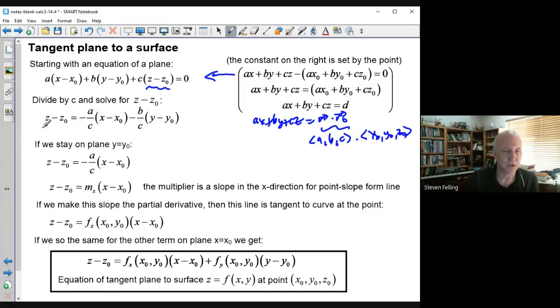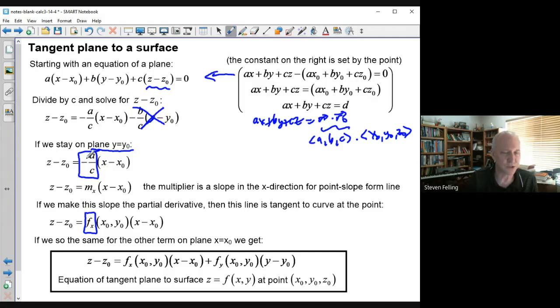But here's the thing. If we were to stay on the plane y equals y0, then that means this term right here would be 0, and this would drop out. And you would have z minus z0 is just some constant times x minus x0, which is the equation of a line where this is the slope of that line, right? And so if that's the slope of the line, while we're holding y constant on a plane, that slope could also be expressed as the partial derivative of the surface function with respect to x, okay?